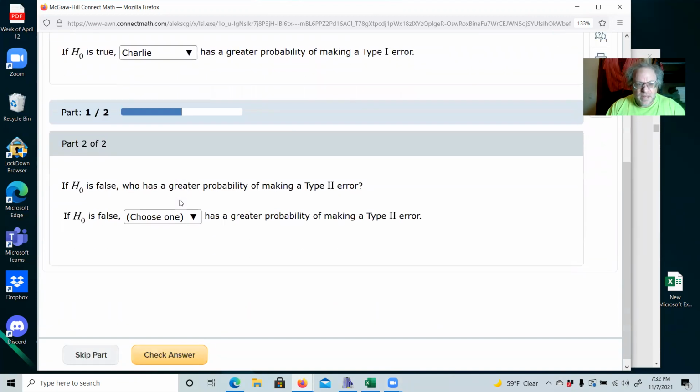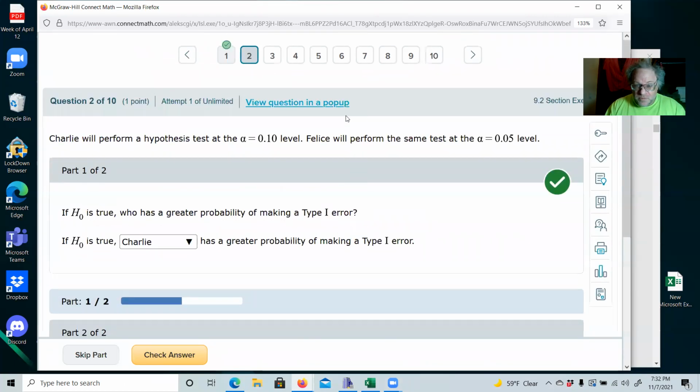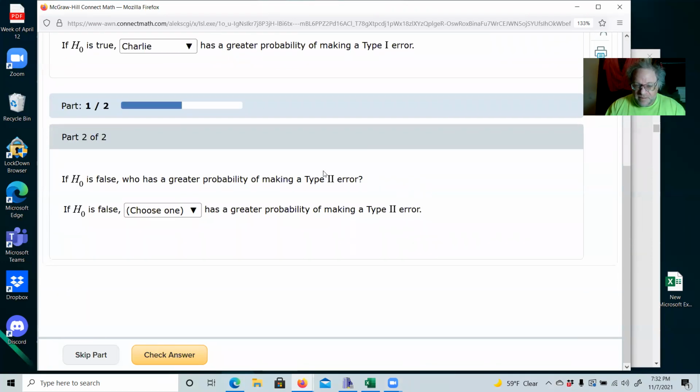If H0 is false, who has a higher probability of making a type 2 error? Remember that if you clamp down really hard on one of them, the other one tends to go up. Since Felice's alpha is 0.05, Felice actually has a higher chance of making a type 2 error here.